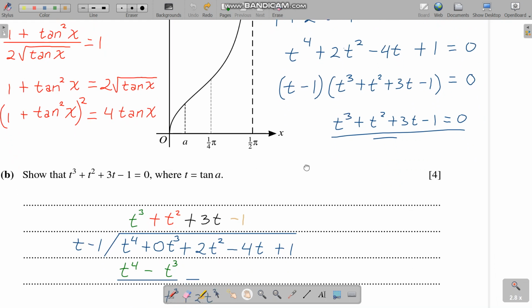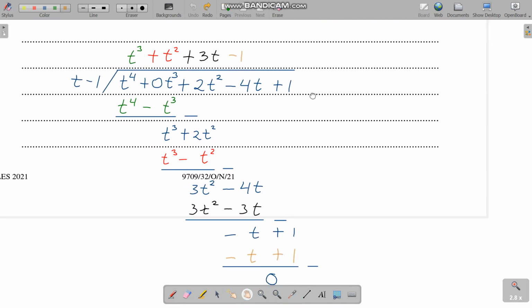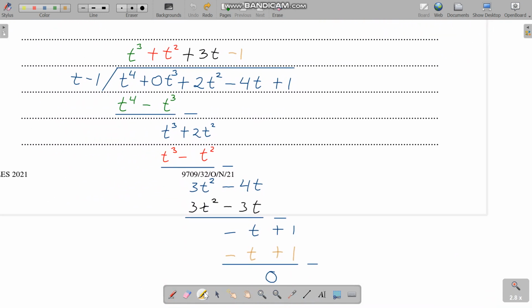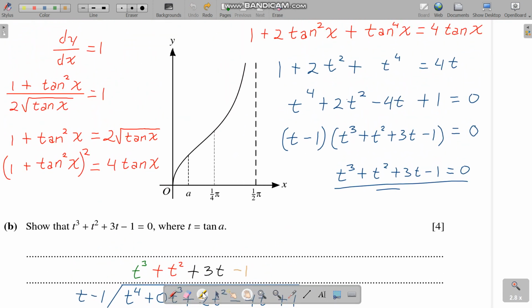To find the cubic factor, we have to divide this quartic by this linear, just like the usual long division. After we do the long division, which is like this, we get the cubic. After we get the cubic, this means we can express this quartic as linear times cubic.